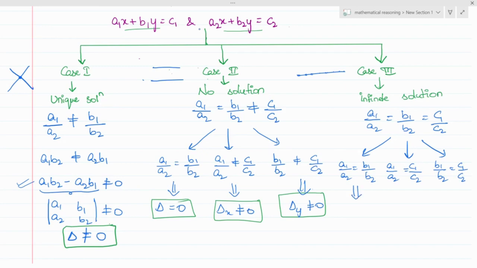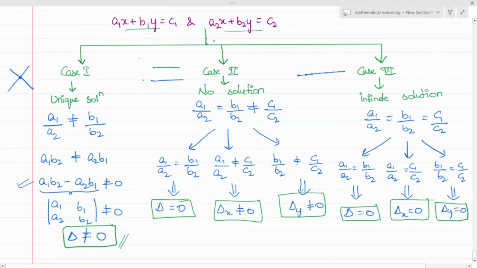Again from here we will get delta equal to 0, delta x is also equal to 0 and delta y is also equal to 0. So when we have an infinite many solution case, all the deltas, that is delta, delta x, delta y will be equal to 0. So these are the three important cases you need to remember when we have two equations. Case 1 is unique solution and here delta will not be equal to 0. And case 2 and case 3, that is for no solution and for infinite solution, we have delta equal to 0.